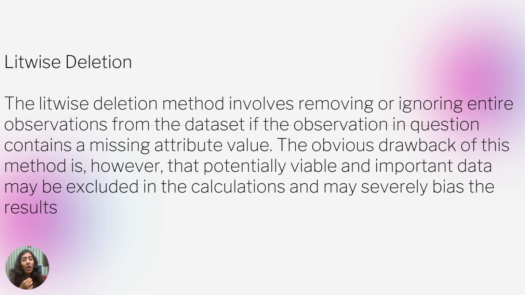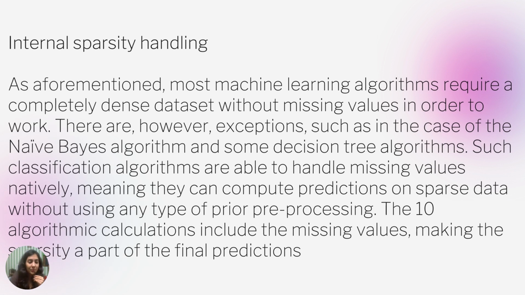Listwise deletion. The listwise deletion method involves removing or ignoring entire observations from the dataset if the observation in question contains a missing attribute value. The obvious drawback of this method is, however, that potentially viable and important data may be excluded from the calculations and may severely bias the results.